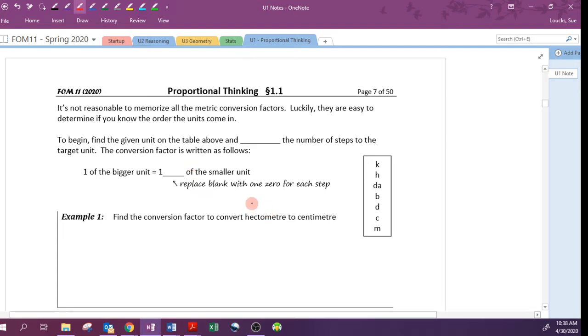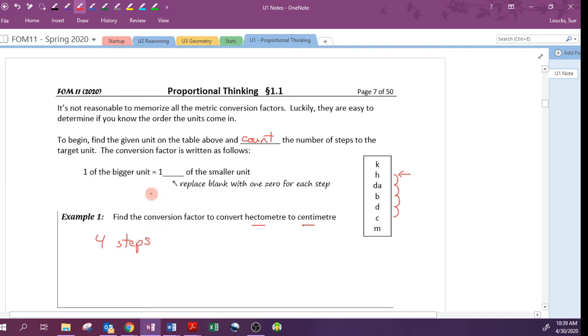We're going to find the unit that we're starting with, and we're going to count the number of steps it takes to get to the target unit. And we're going to write the conversion factor as one of the bigger unit equals how many of the smaller unit. So, for example, we want to go from hectometer to centimeter. I'm going to start at hecto, and I'm going to count how many steps I go to get to centi. So I'm going to go 1, 2, 3, 4. Okay, so 4 steps.